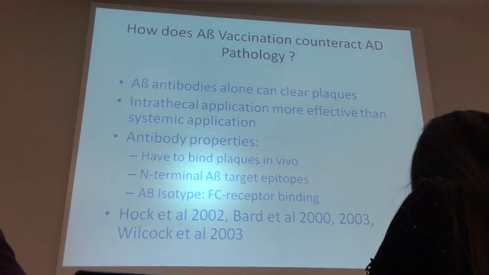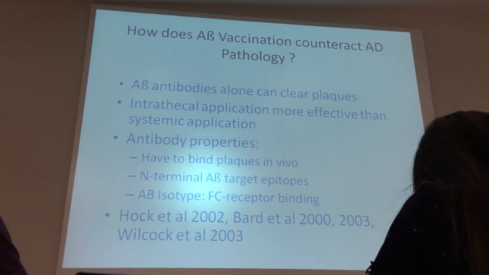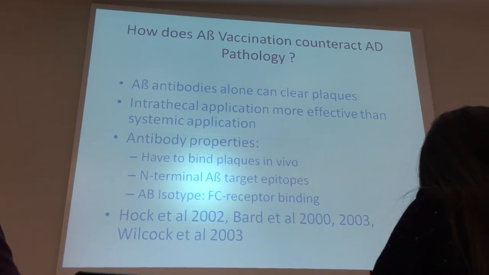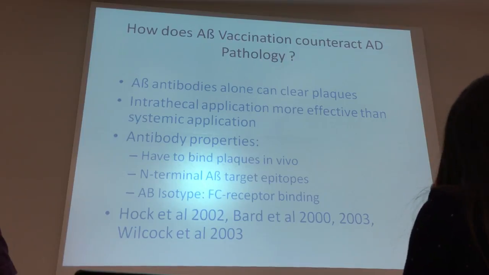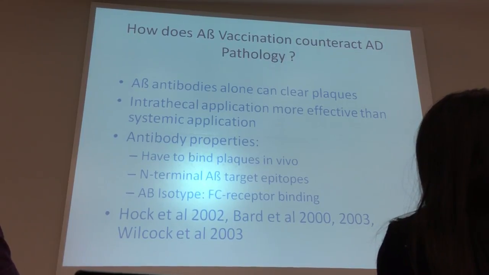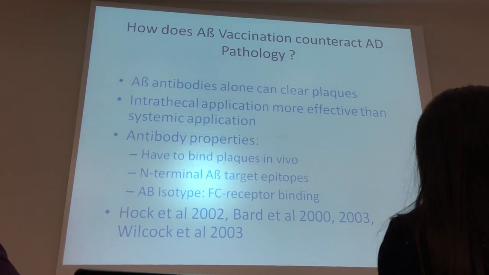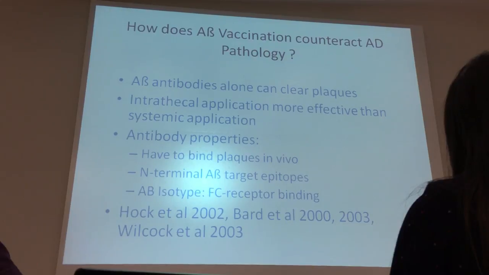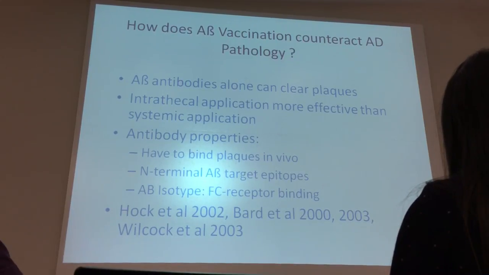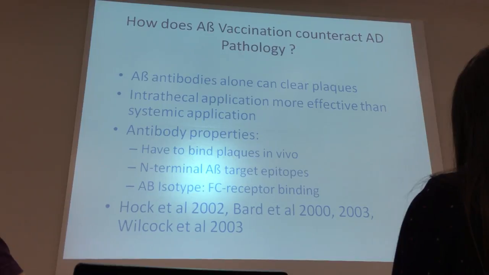So how does that work? That has then been shown by Basri: you don't need T cells or other things for that, it's the antibodies. And when you have the antibodies, then an intrathecal application, so when you directly inject them into the cerebrospinal fluid, is more effective than when they are in the peripheral circulation, which is pretty trivial. And the antibody properties also have been quite clear. They have to bind the A-beta molecules in vitro, so they have to really bind onto these molecules. They have to bind to the N-terminal part of the A-beta molecules. And they have to be antibodies which can bind to Fc receptors to activate.